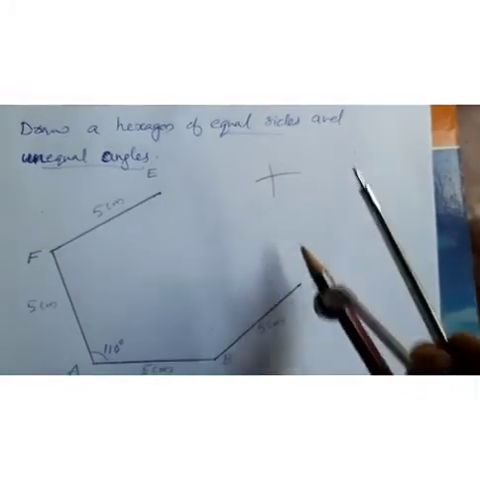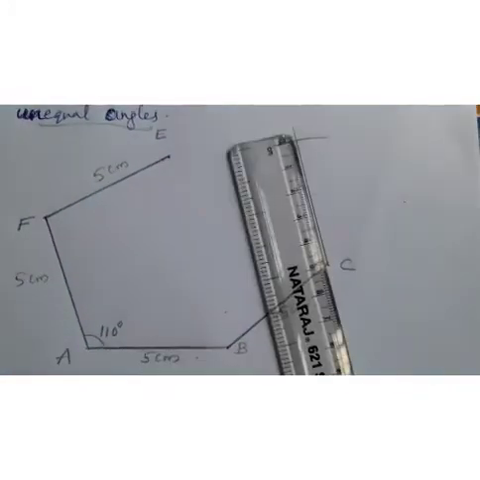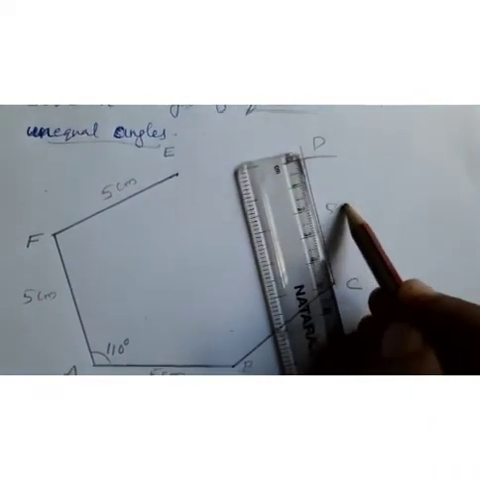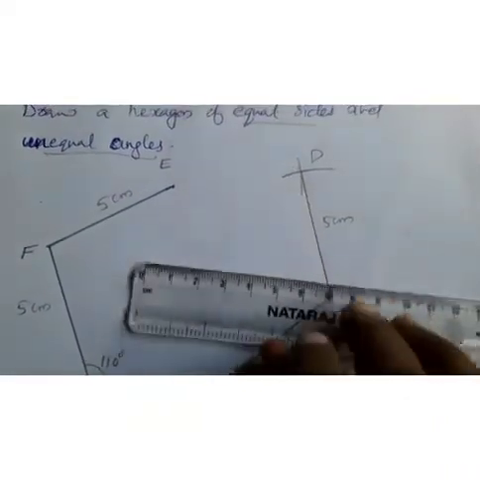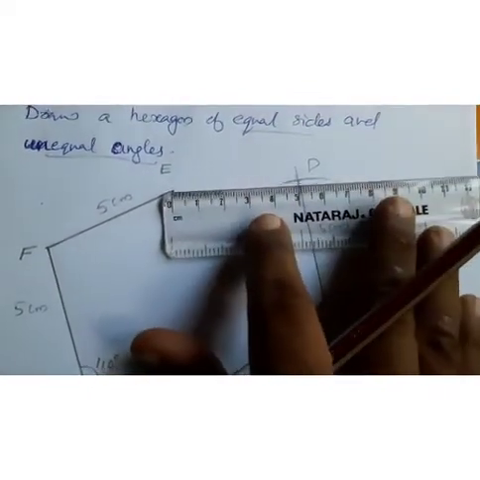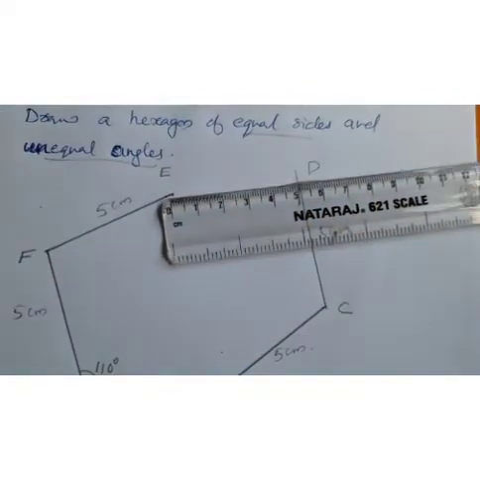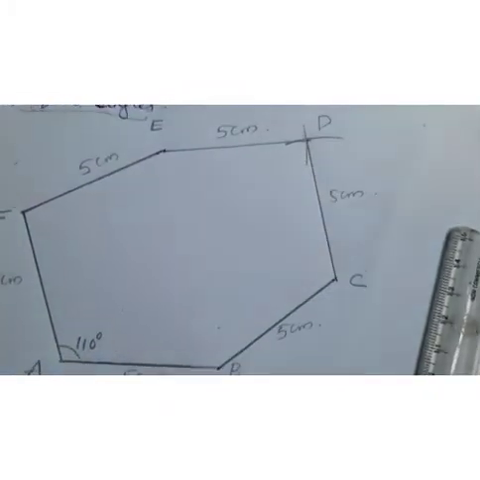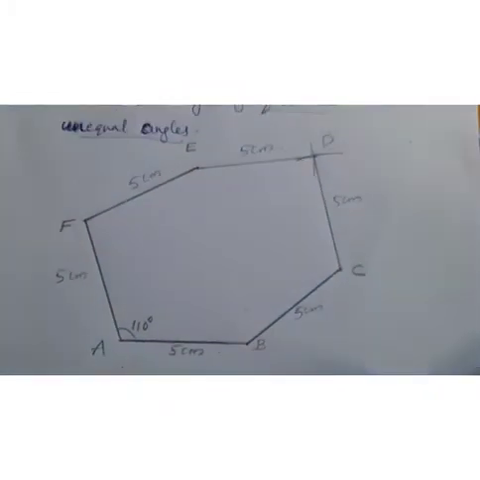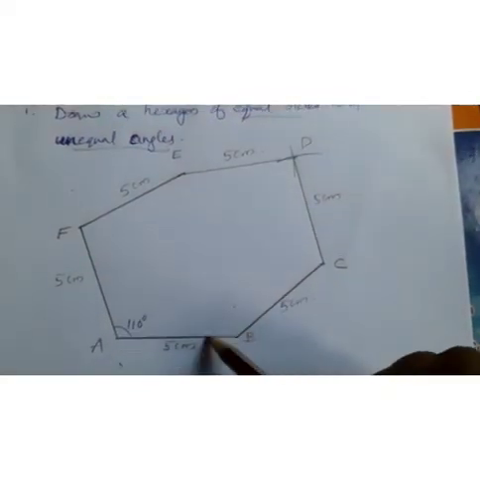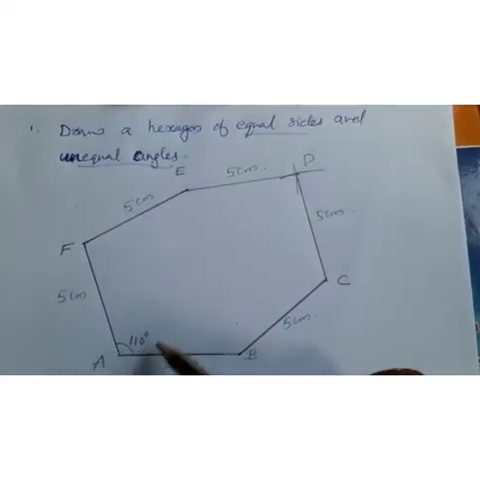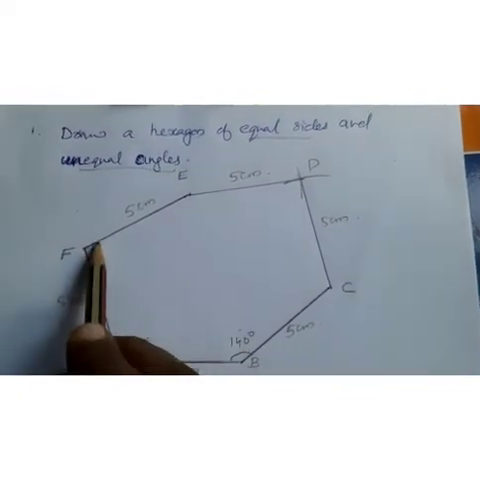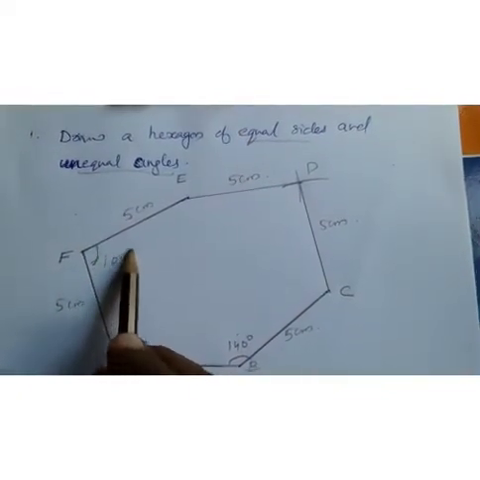Then you have to join these points. Join C, D with 5 centimeters. Then next E, D with 5 centimeters. ED also 5 centimeters. So this is a hexagon with equal sides but unequal angles. Here it is 140 degrees. Here it is 100 degrees we took.